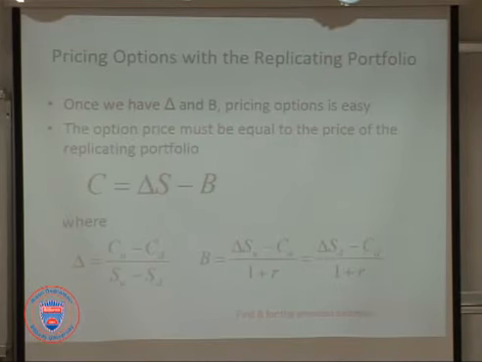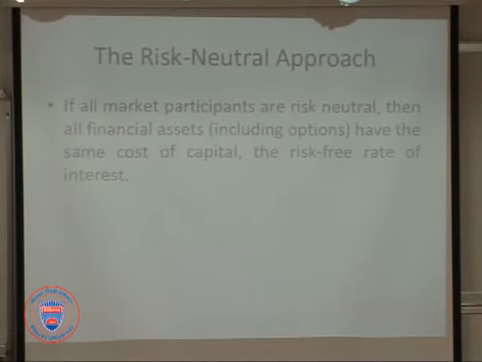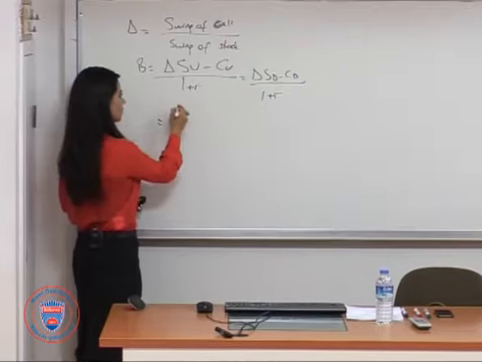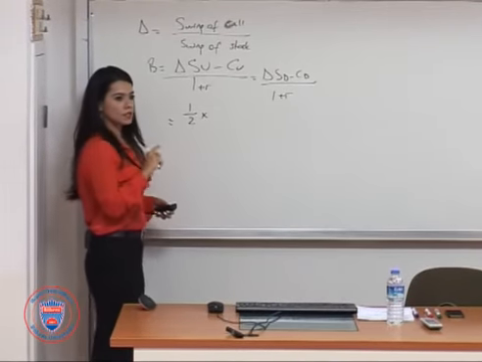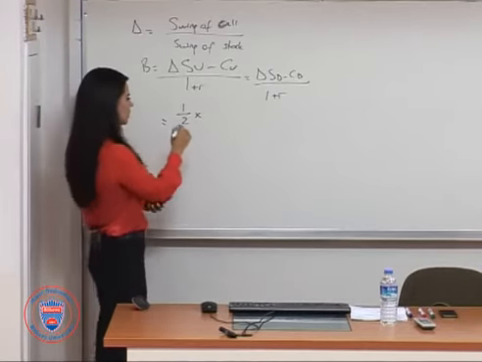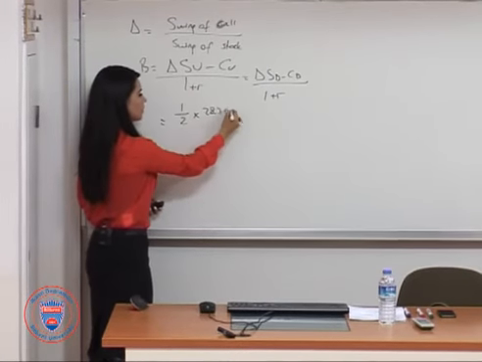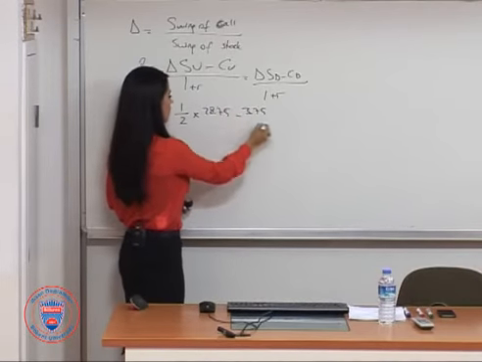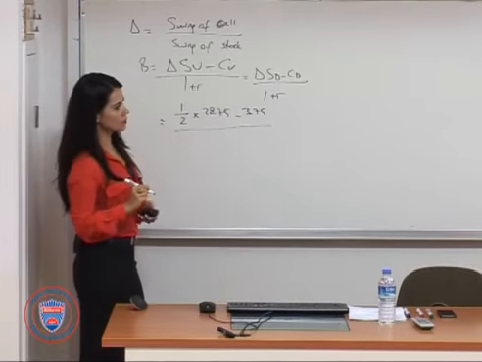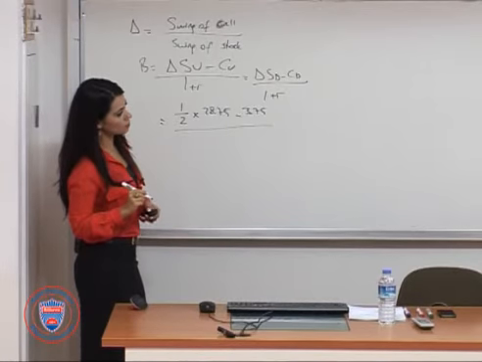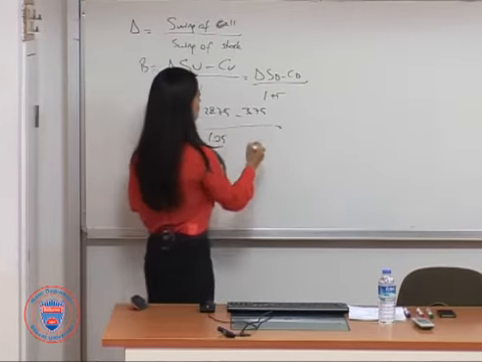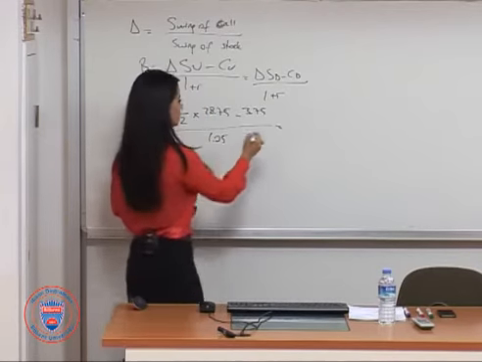So in this example, let's do it together. Delta, we already calculated. It was 1 over 2. Stock price in the up market was what? 28.75. Minus the call payoff was 3.75, over 1 plus the risk-free rate. What was the risk-free rate? Do you remember? 1.05. So this should give you the amount of money you need to borrow.